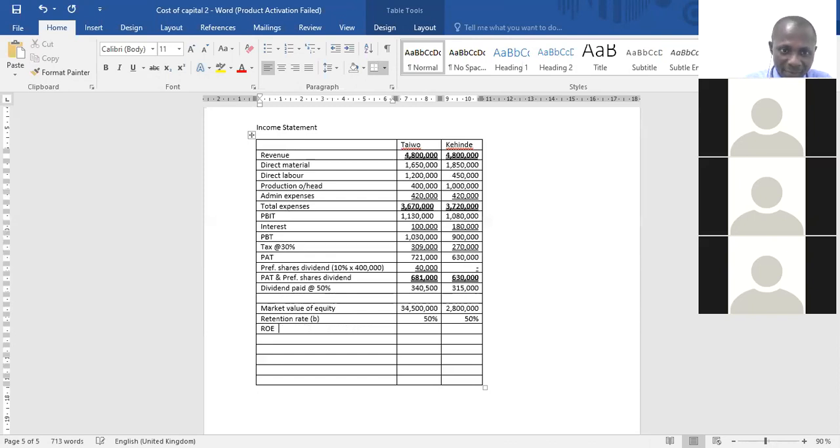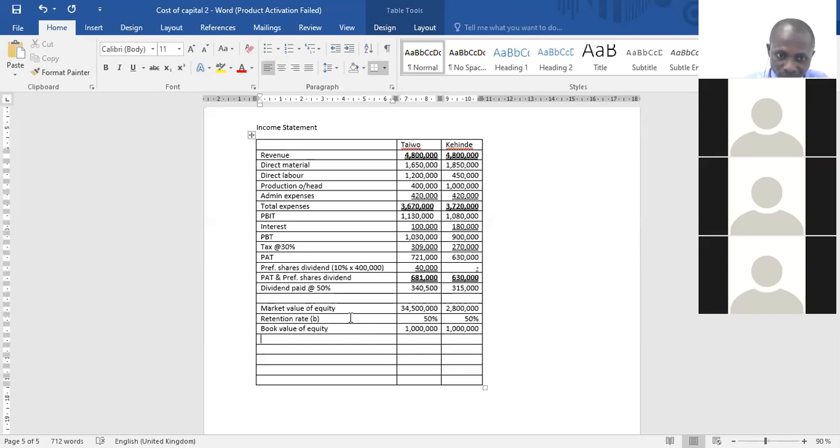Let me erase this first. Let's get our book value of equity. I'm breaking it down so that you understand what I'm doing. That's why I'm breaking it down. Book value of equity is 1 million each. 1 million, and also here, 1 million.